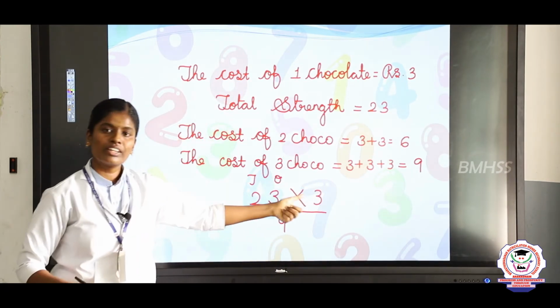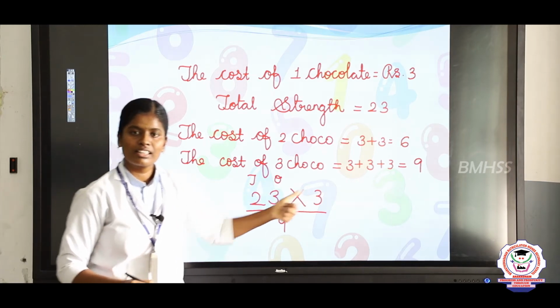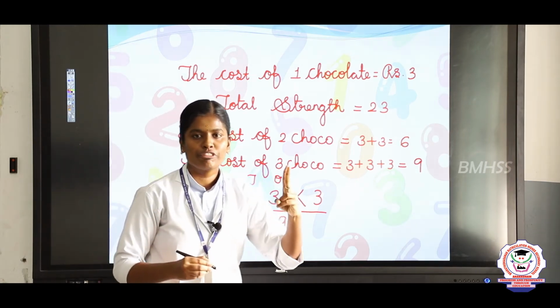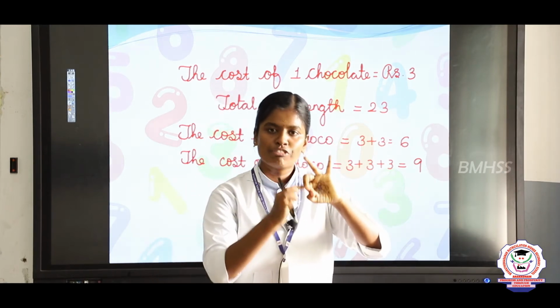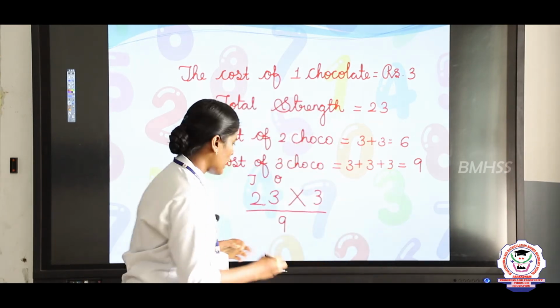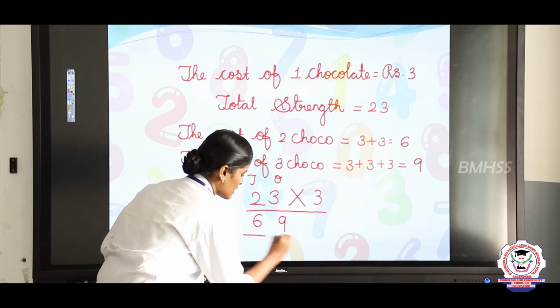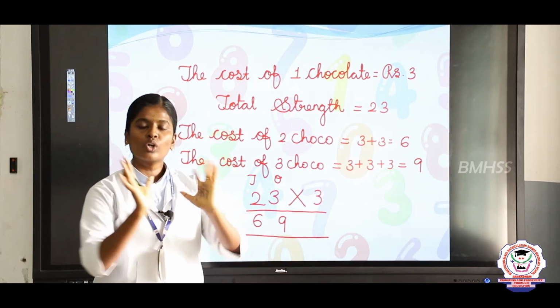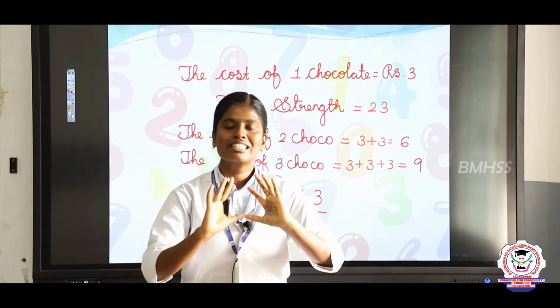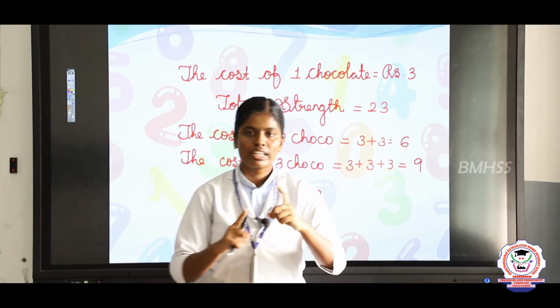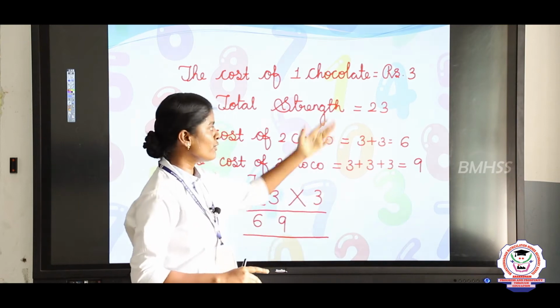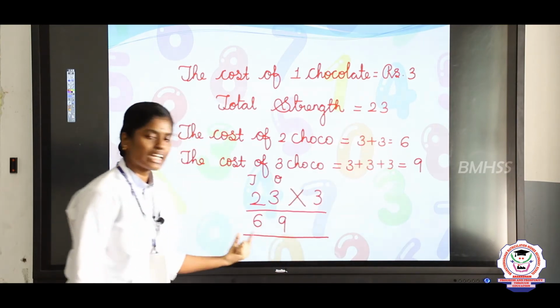Next, you will take 3 2's are. What is the answer? 3 2's are 3 times 2. Take 3 in the mind, 3 on the finger. 3, after that 4, 5, 6. So the answer is 6. So the total cost of the chocolates is 69 rupees. What is the cost of one chocolate? The cost of one chocolate is 3 rupees. The cost of 23 chocolates is 69 rupees.